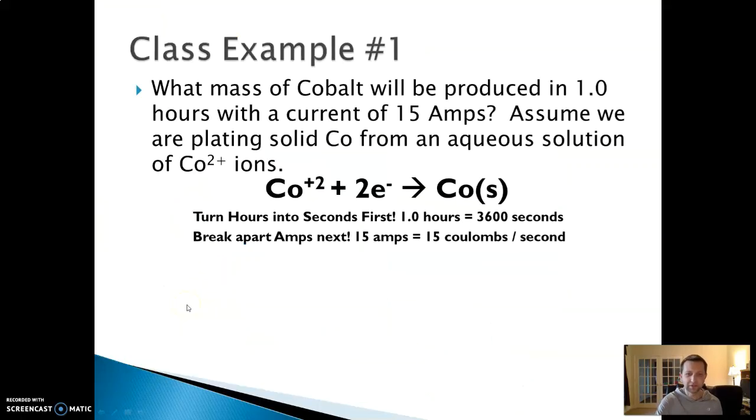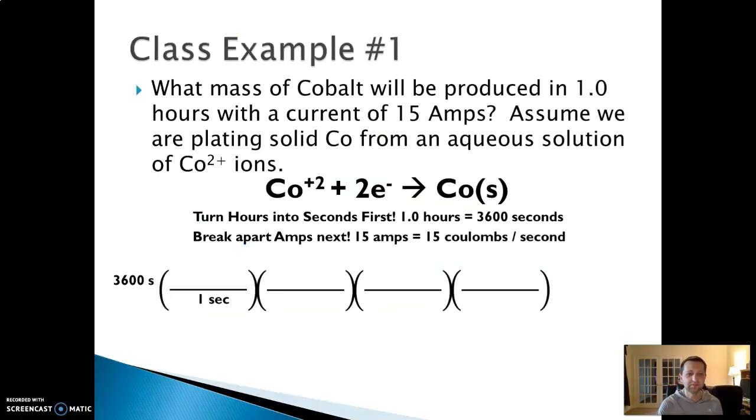Well, what's my relationship going to be for that? Well, it's easy. I have 1 second on the bottom, 15 coulombs on the top. Look, I just took my relationship here. What's an amp? It's 15 coulombs per second. Since I broke it apart now, I could use it. Cancel out seconds on the bottom, coulombs on the top. This is 15 amps right here. Amps times seconds gives you coulombs. If you look at the units, they all cancel out that way.